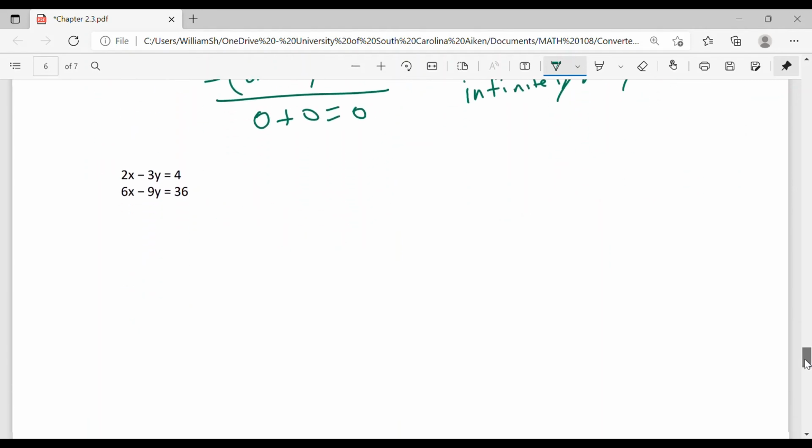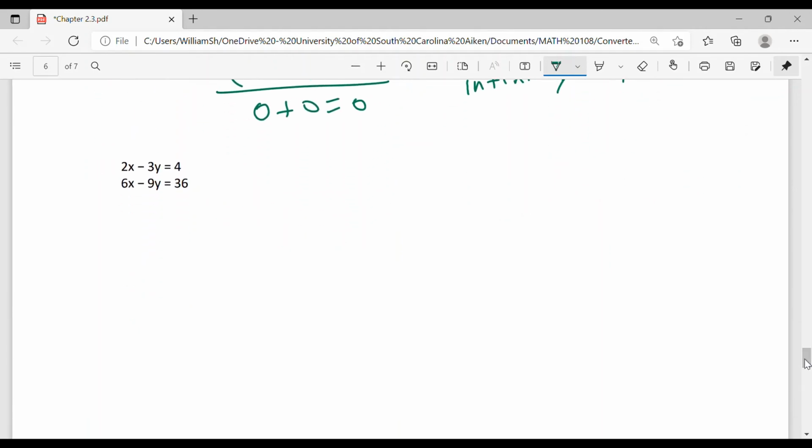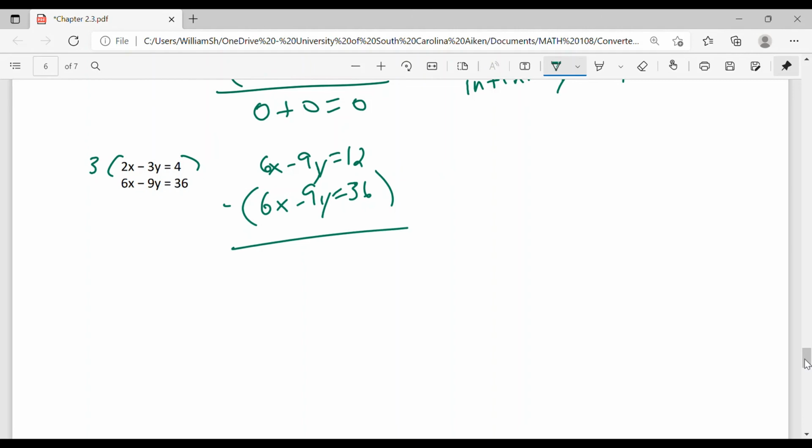Okay. Now, if I look at this one, still going to multiply everything by 3. So I get 6x minus 9y equals 12. And that'll be over 6x minus 9y equals 36. So if I subtract the second one here, I get a 0 here, I get a 0 here. 12 minus 36 gives me a negative 24.